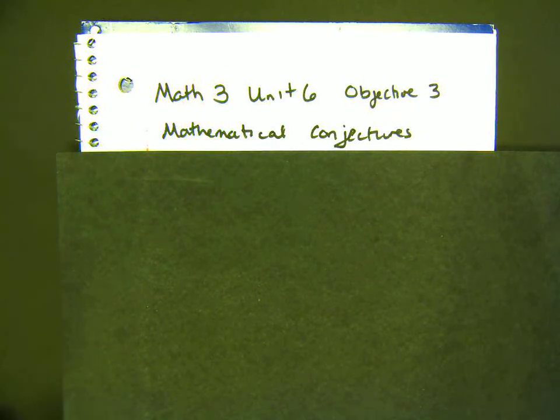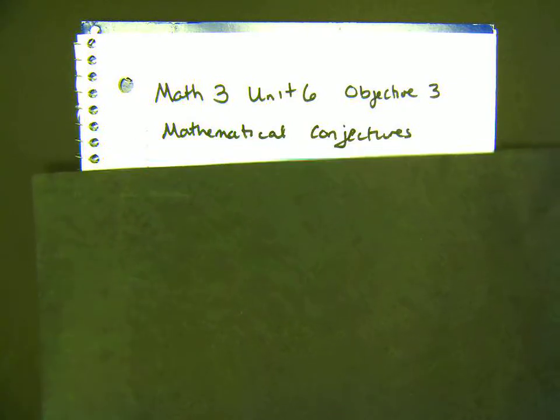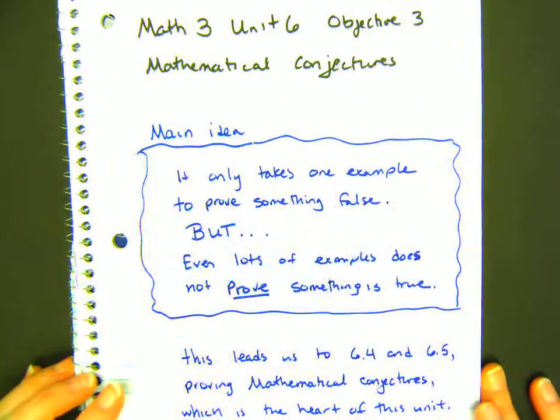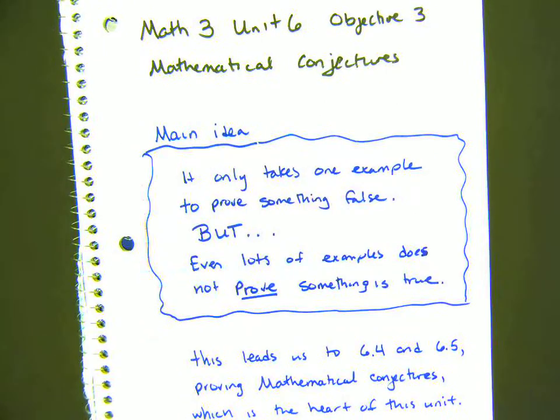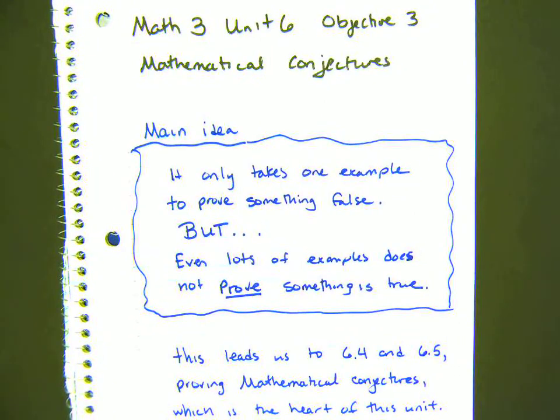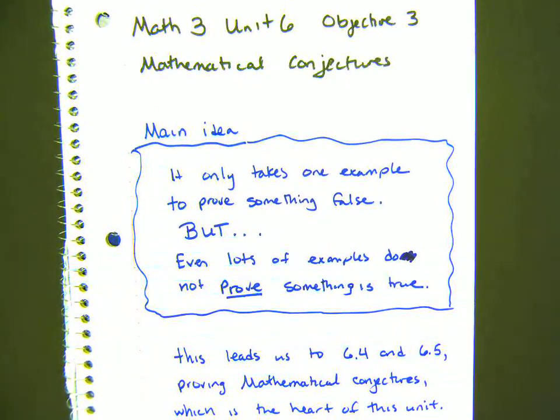So the idea of this lesson is to explain what a mathematical conjecture is, and even more, the main idea is that it only takes one example to prove something's false, but even lots of examples do not, pardon my bad grammar here, even lots of examples do not prove something is true. And so students will experience that as they go through this lesson.